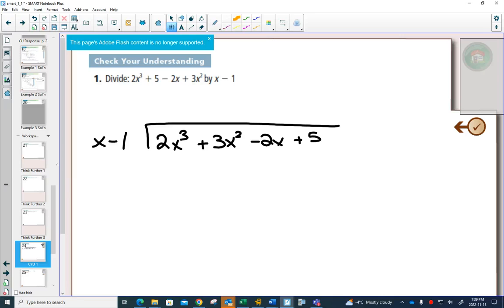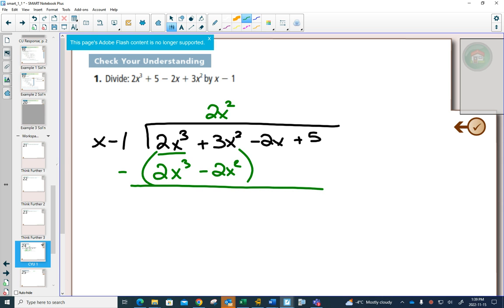Is there anything you can multiply x by to get 2x cubed? 2x squared. And 2x squared times this is 2x cubed minus 2x squared. Brackets around it and subtract. The number one thing you will make a mistake in is subtracting. Try to do it too quick and you might write x squared here, but it's 3 minus a negative, so plus 5, and minus 2x plus 5. You don't have to write this 0 there, but you can if you want to, because they're going to subtract and go away.